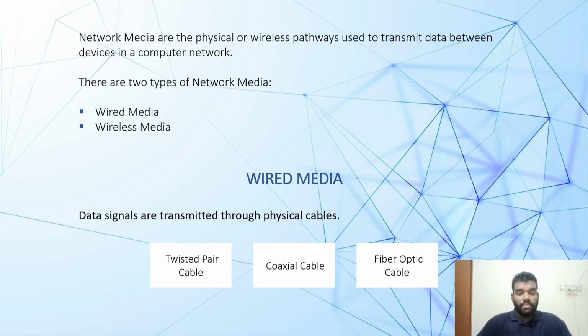Twisted pair cables. In twisted pair cables, two insulated copper wires are twisted together. Data transfer speed ranges from 16 megabits per second up to 500 megabits per second. These types of cables are used within a 100-meter range.